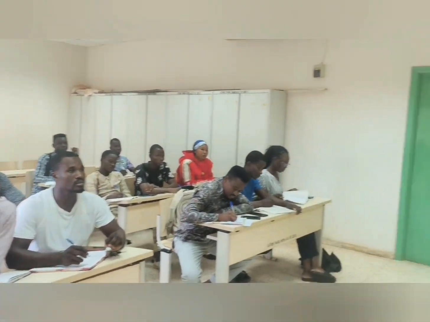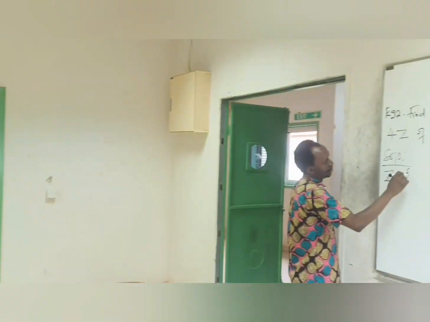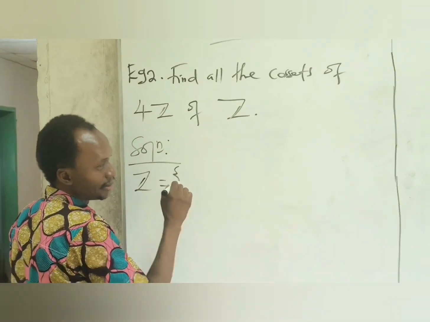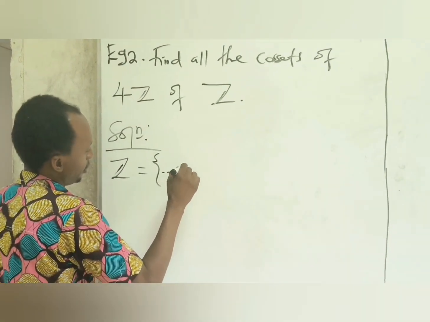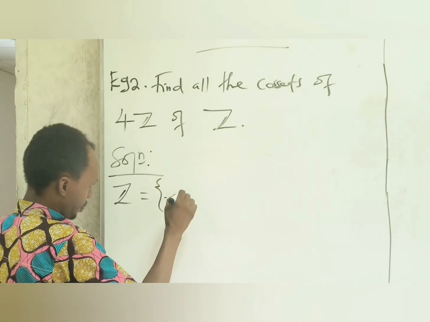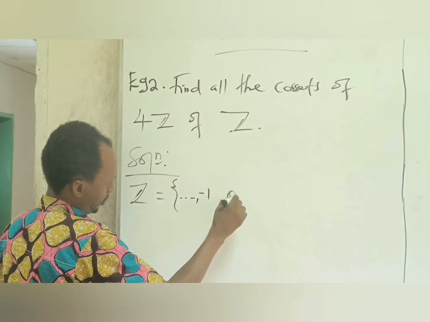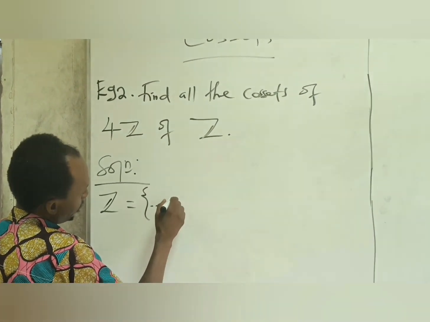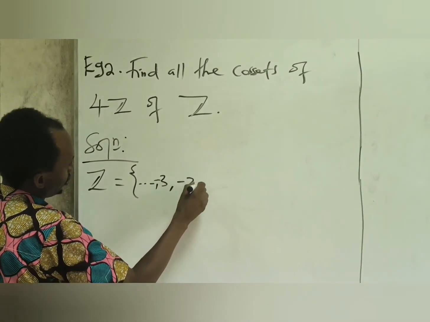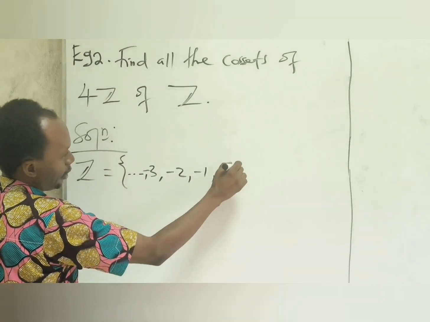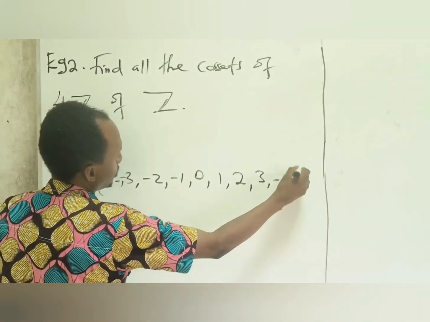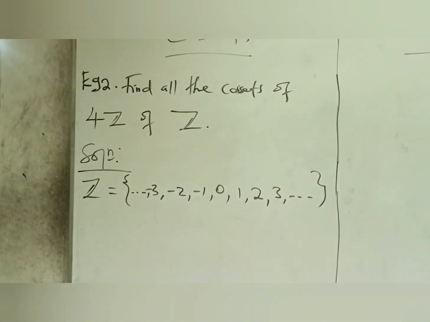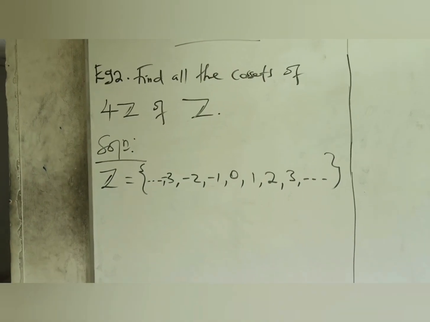So let's write out Z. What is Z? The set of integers. Negatives and what? 0 and positives. So negative 1, 0. Let's do a number of them so that you will see. Let's do negative 3, negative 2, negative 1, 0, 1, 2, 3. Easy. Can you all see? So this is our set of integers.